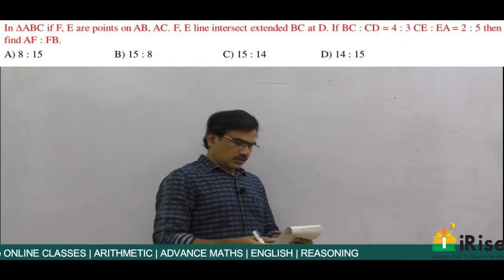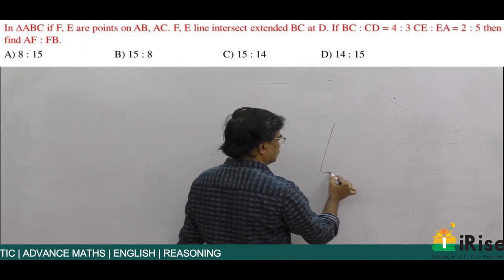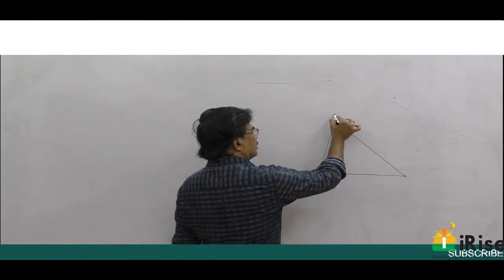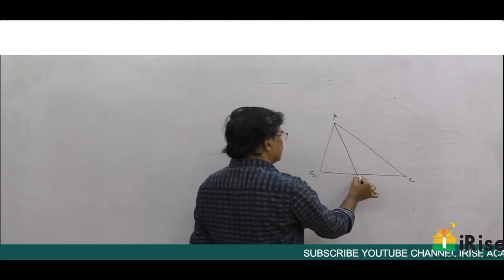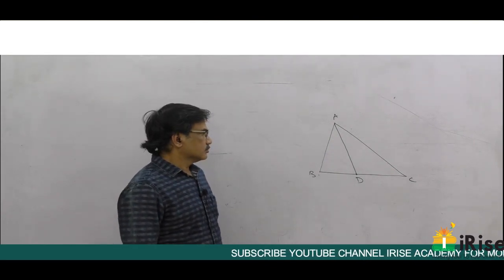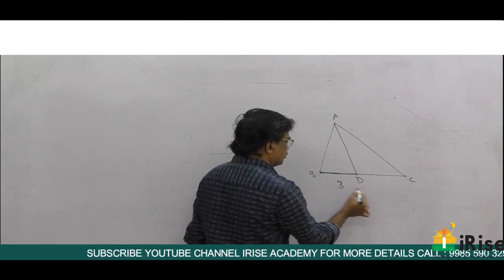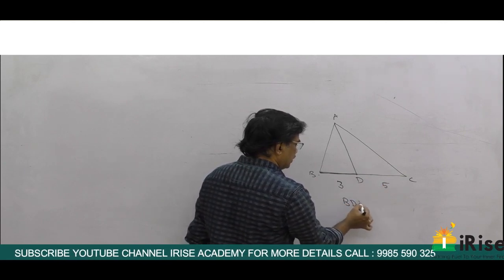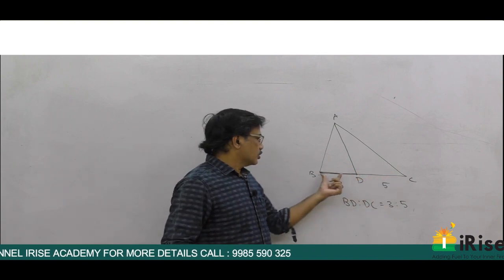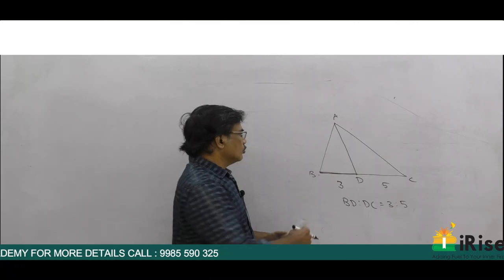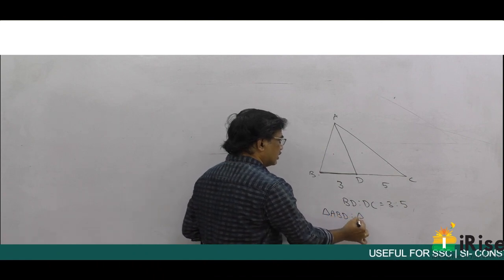Before going to solve this question, I want to give one important concept in triangles. This is a triangle ABC. Draw a line here from vertex A, AD, D is a point on BC, AD is joined. Here, if BD is 3 parts, DC 5 parts, so BD is to DC is equal to 3 is to 5. If BD and DC are in the ratio 3 is to 5, then what about the areas ratio? Then what about the area of triangle ABD to area of triangle ADC?